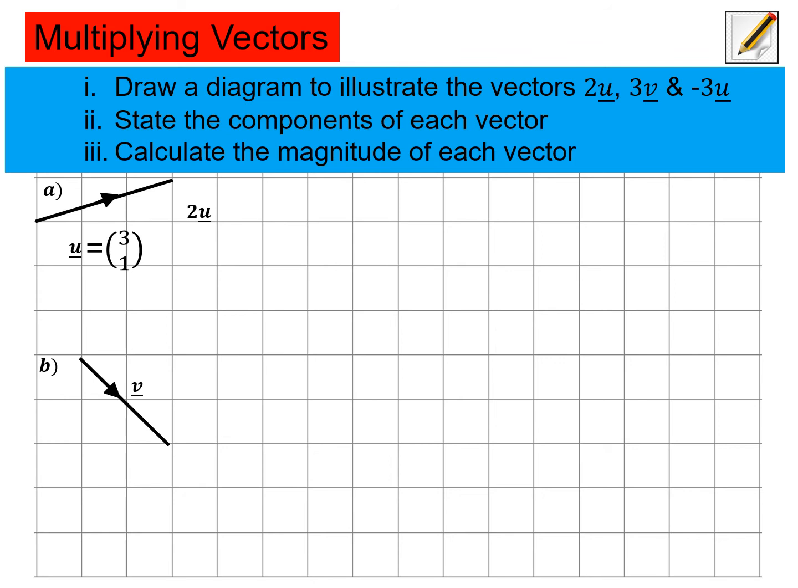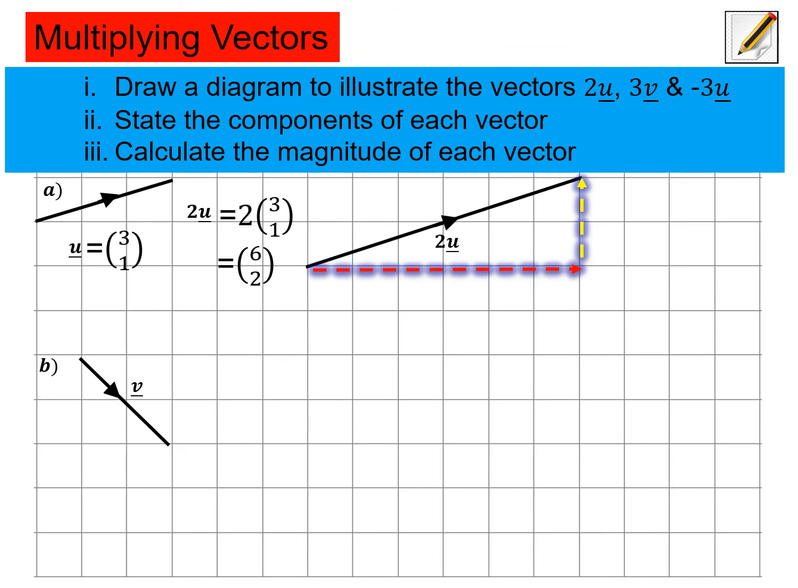But we've been asked to find vector, or draw vector, 2u, so we need to double the components. So it's 2 times (3, 1), so that's going to give us (6, 2). So from our starting point we go 6 to the right and 2 up, draw in our vector and label it with the arrow in the right direction, and that gives us our diagram of 2u.